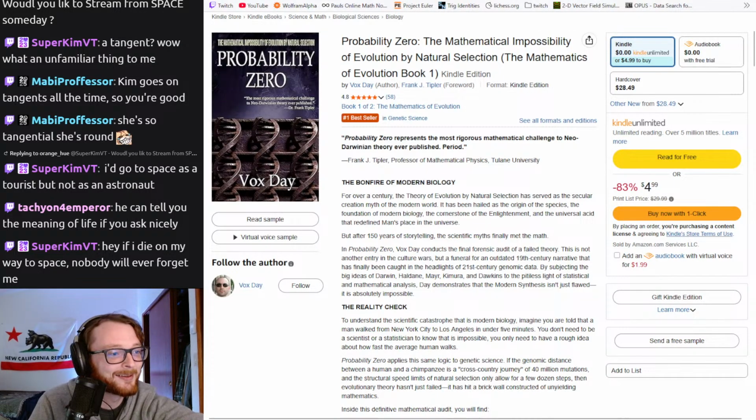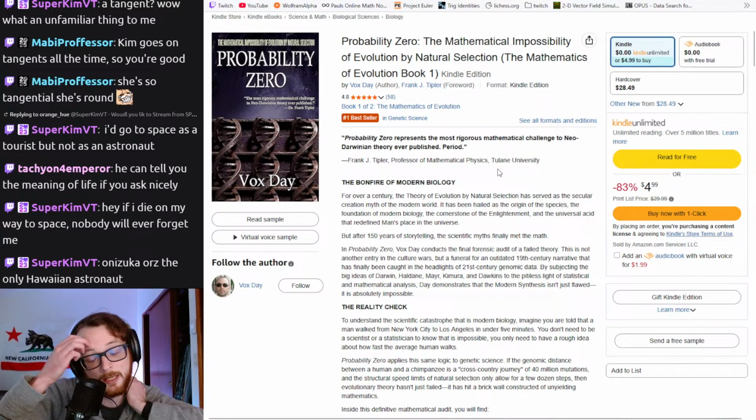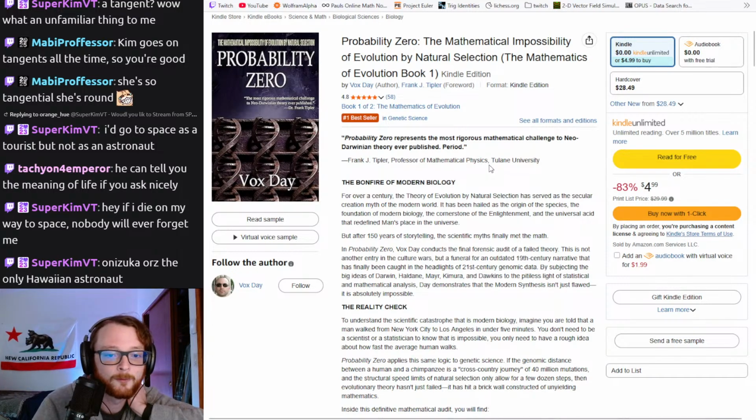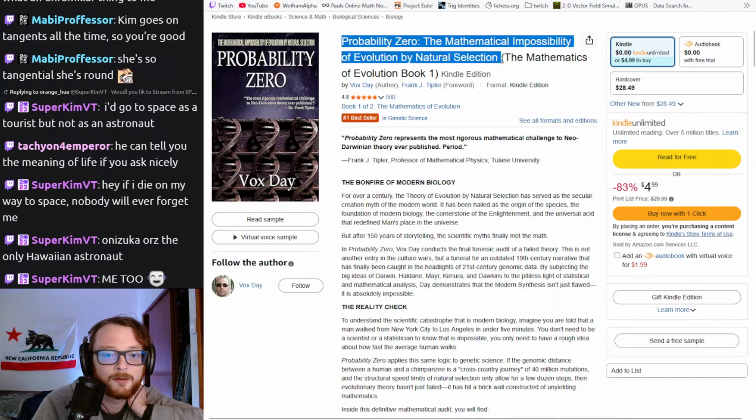Okay, and then I think it was Orange who brought up this book. I just wanted to read what the synopsis was. Onizuka is the only Hawaiian astronaut? Ooh, that's cool. I went to college in Hawaii for my bachelor's. So this book apparently claims that evolution by natural selection is mathematically impossible, which seems surprising.